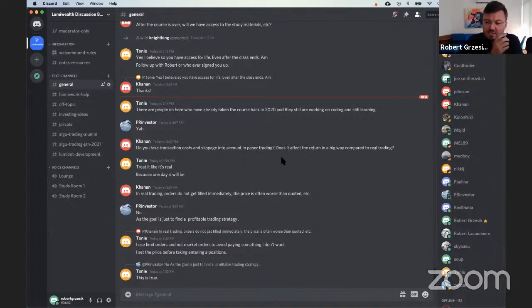Slippage, I believe we take into account as well because we're looking at bid-ask, but you might want to factor that in a little bit as well. But that's very minor compared to the transaction costs, which again, the broker has zero, right? So there are no transaction costs, right? Okay, cool. Okay, thanks, no problem.